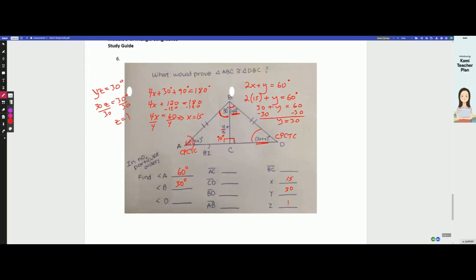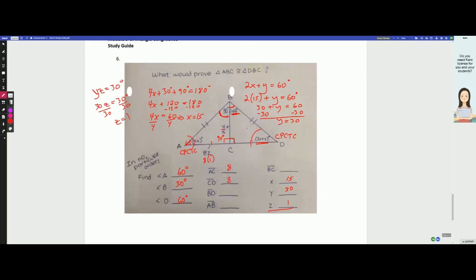Angle D is also going to have to be 60 degrees. Okay, and that's good old CPCTC. AC, which is 8 times Z, is really just 8 times 1 because Z equals 1, and 8 times 1 is 8. Okay. CD should be congruent to AC, so it's also going to be 8.